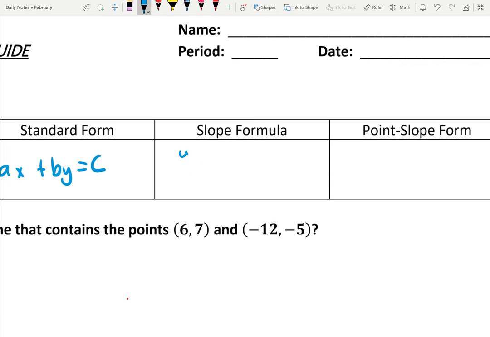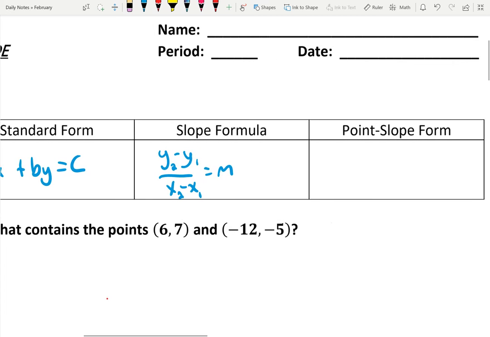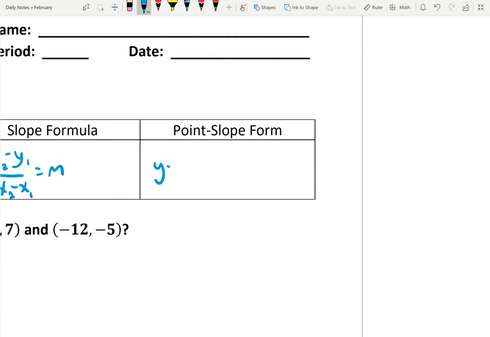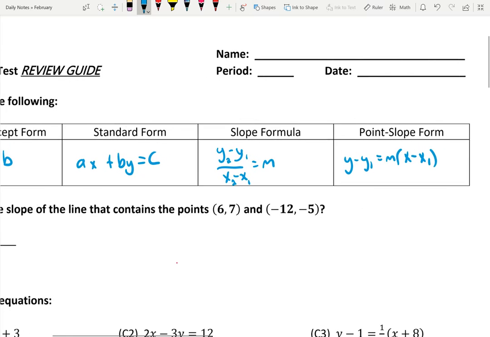Slope formula is (y minus y) over (x minus x), which is equal to m, what the slope represents. Some people say (y2 minus y1) over (x2 minus x1) to distinguish the difference between y's and x's, but you can say y minus y, x minus x, it's fine. And point-slope formula, which is y minus y1 = m(x minus x1). So just memorizing those 4 is good.